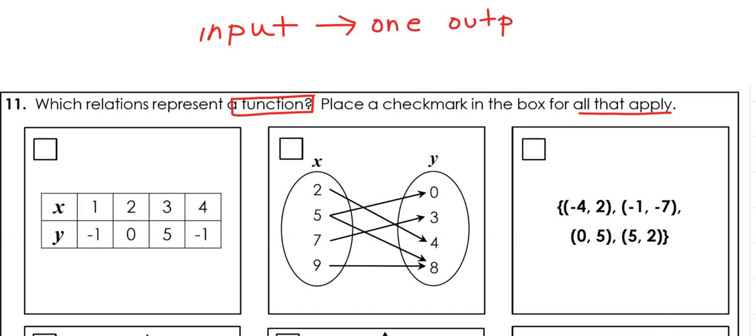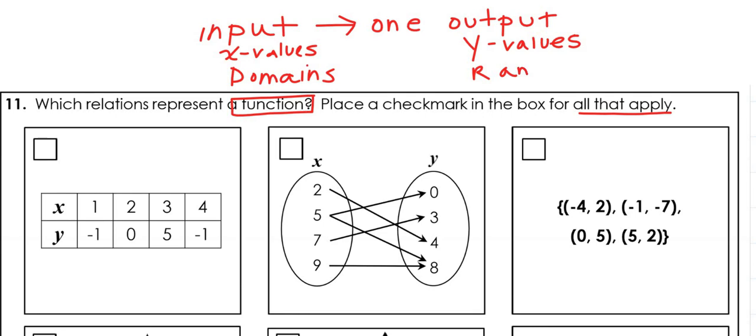When we talk about inputs and outputs, we're talking about, for inputs, x values or domains. When we're talking about outputs, we're talking about y values or ranges. These are all basically synonymous. Input, x value and domain, and then output, y value and ranges.